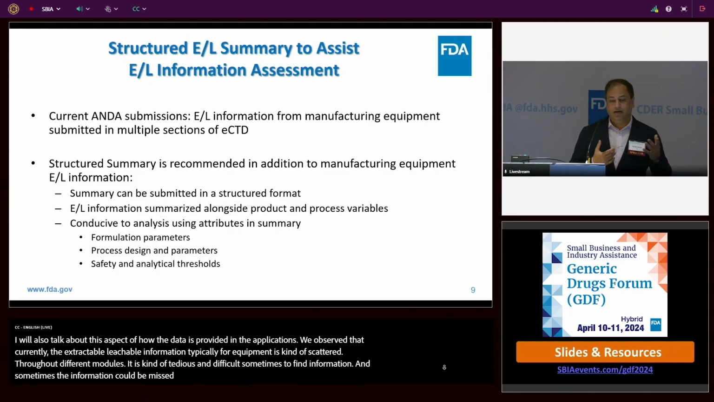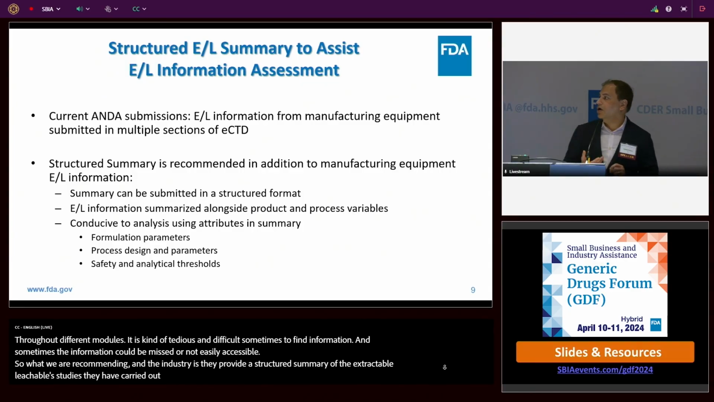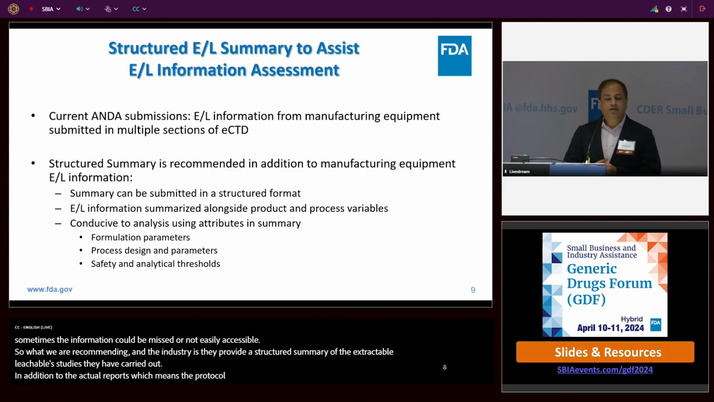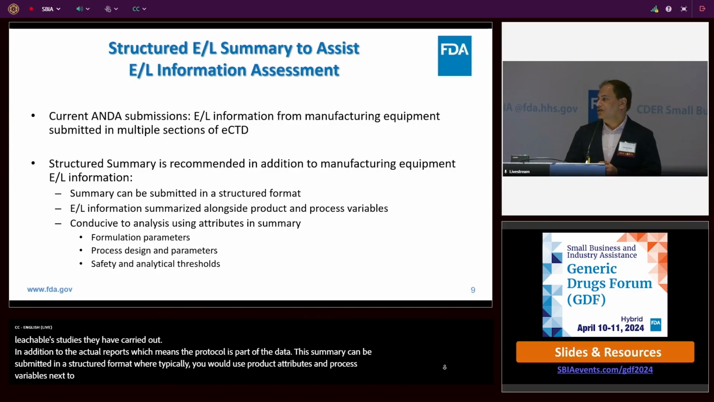So what we are recommending to the industry is that they provide a structured summary of the extractable leachables studies that they have carried out, in addition to the actual reports. That means the protocols and the data. This summary can be submitted in a structured format where typically you would use product attributes and the process variables next to the relevant, say, parameters that were considered for the studies. And I'll talk about how it can look like in the next slide.